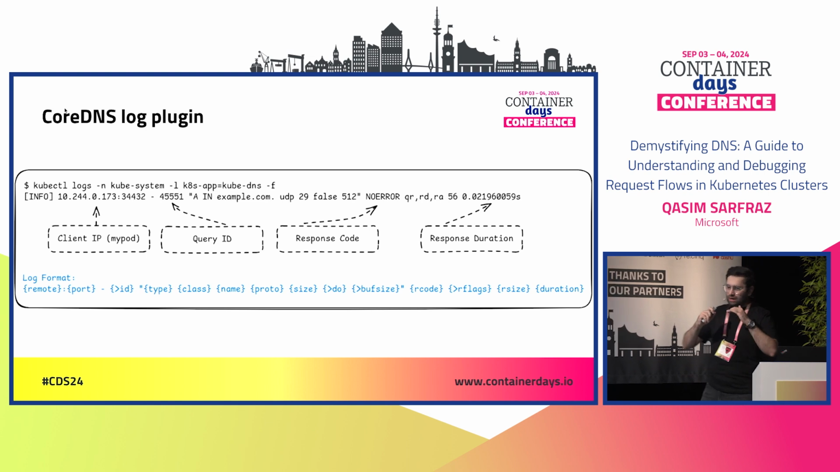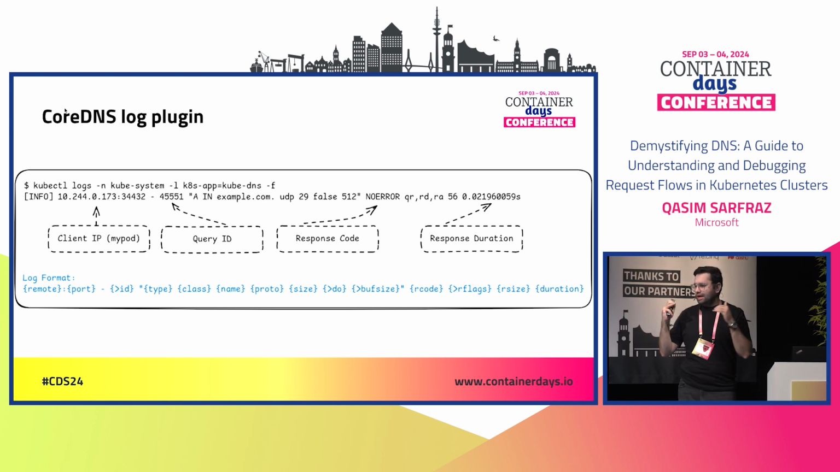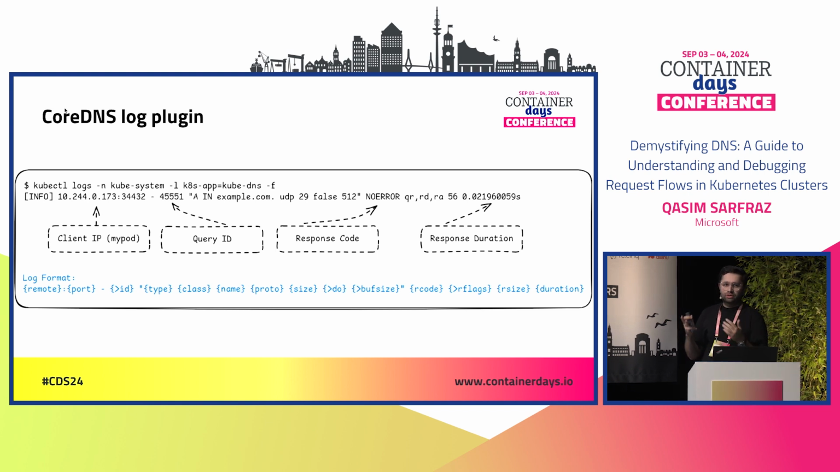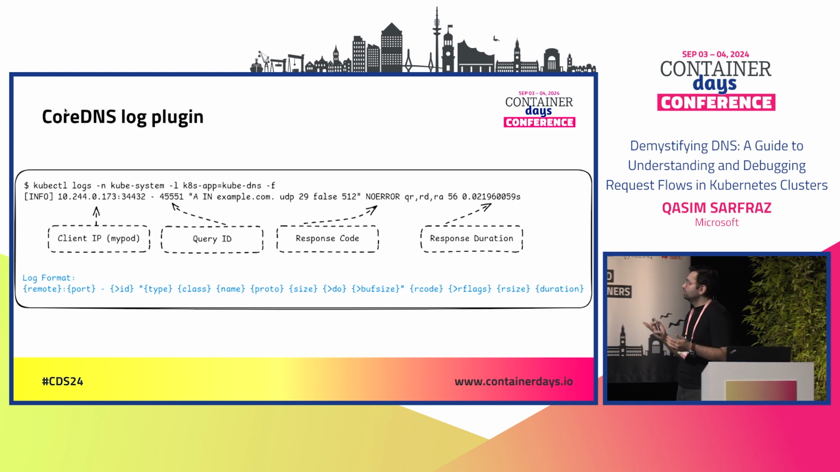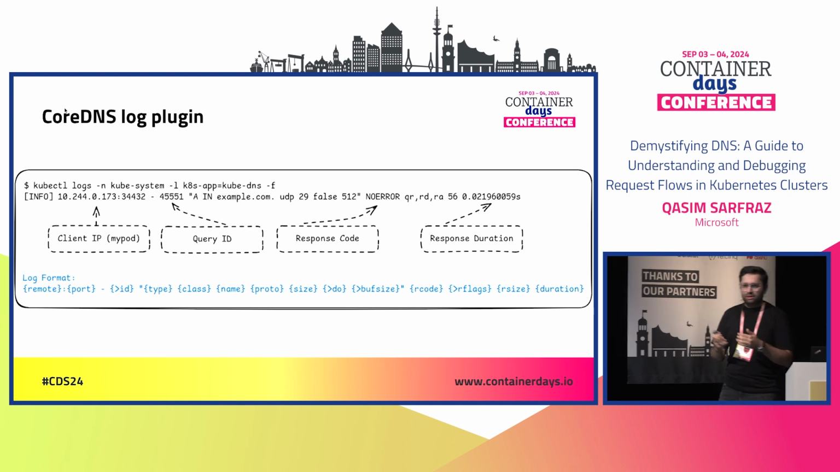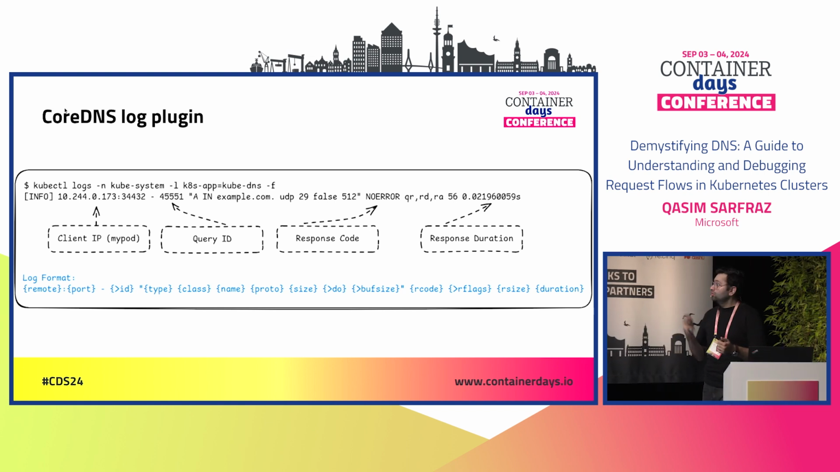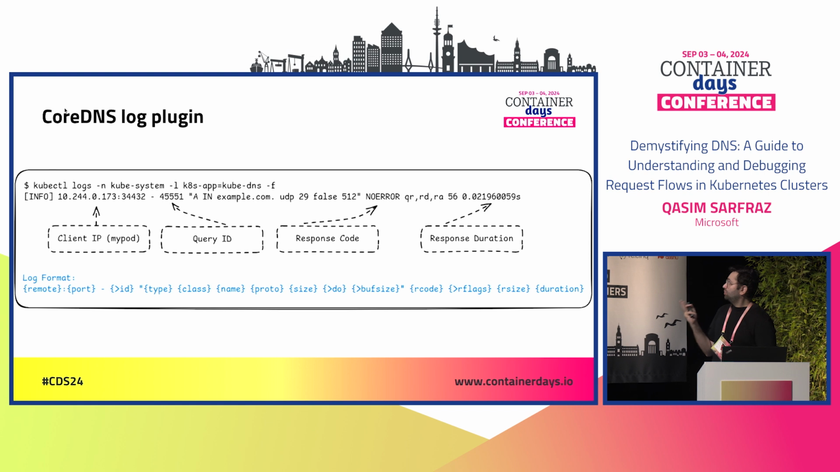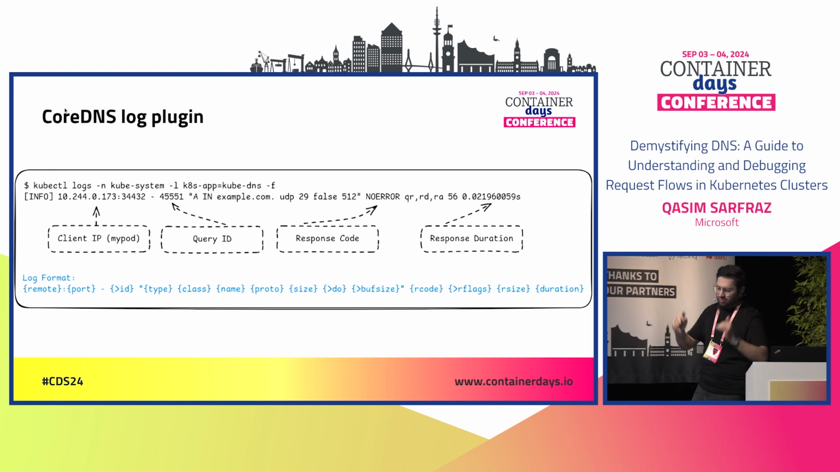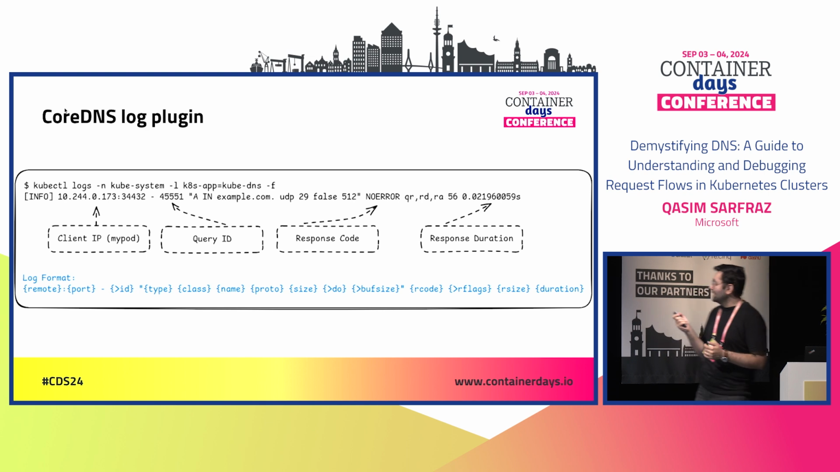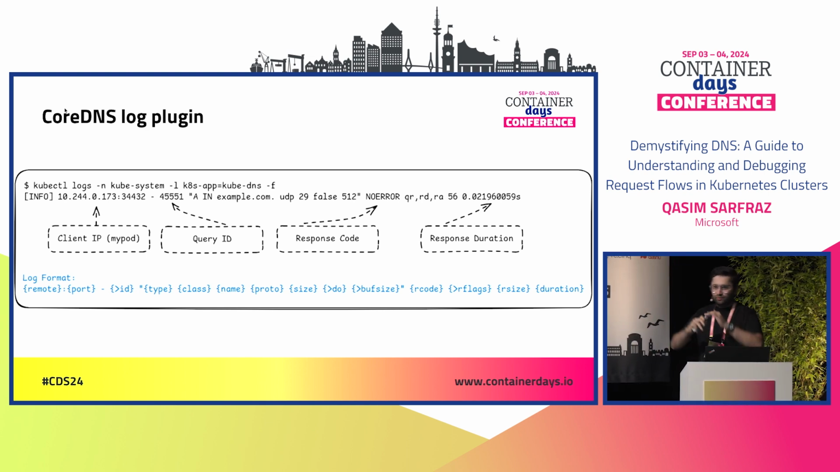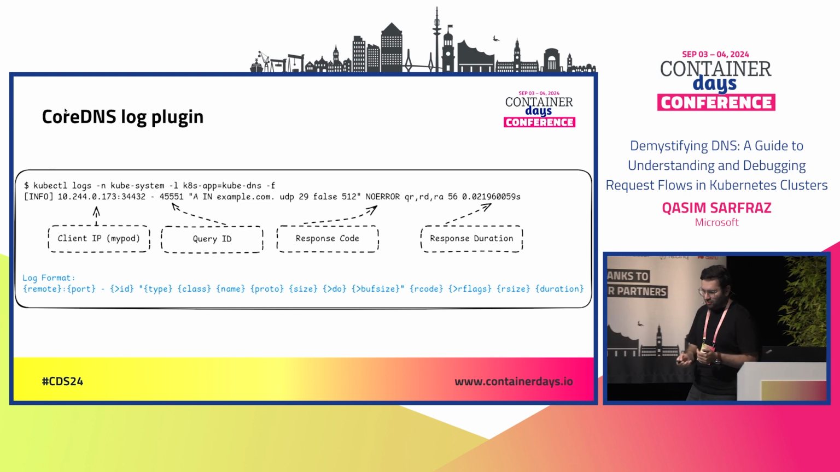In terms of the output, this is a sample output from one of the requests being processed by a CoreDNS pod. You can see here we have the client IP, which is actually my pod IP. You have the query ID, you have the response code, and you have the response duration. And you have all other information as well. On the bottom of the slide, I have the default logging format, but you're free to choose any other format which is helpful for you.